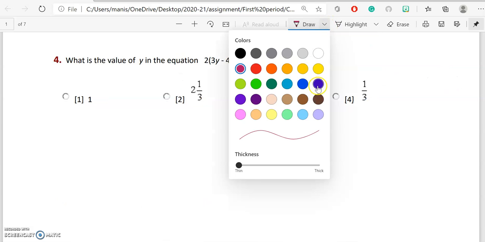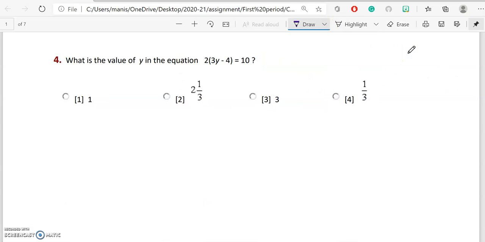Now question number 4 says, what is the value of y in the equation 2 times (3y minus 4) is equal to 10? As you can clearly see, this is an example of the distributive property of multiplication. Do not multiply 10 by 2, because there's an equal sign and the parentheses are closed over here. So what I will do is write it over here, 2 times (3y minus 4) is equal to 10.